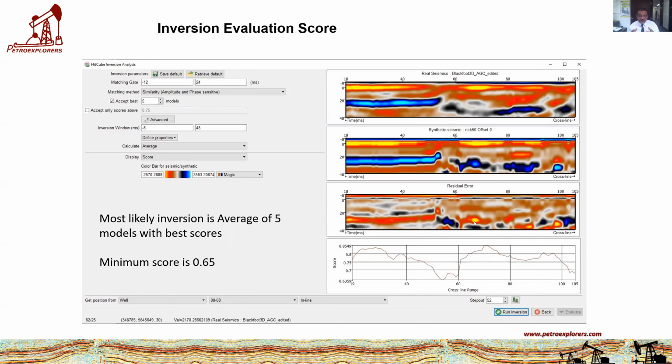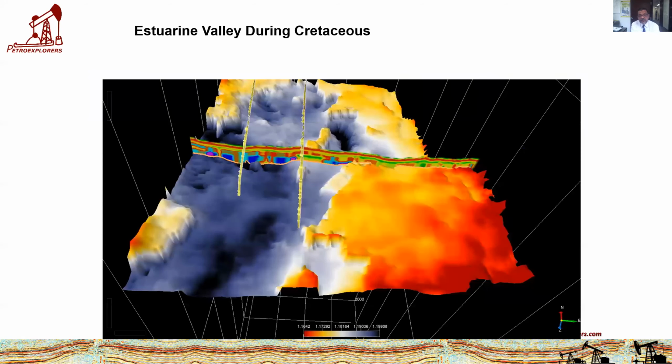But this gives you, again, your uncertainty or your error bars, all as a volume. So you know the score and the volume of the error, so how much is good inversion versus bad inversion within the interval selected. Looking at the estuary again, the Mississippian estuary with various channels trying to fill in, it's mostly muddy in those zones, except for a few very prolific channels.